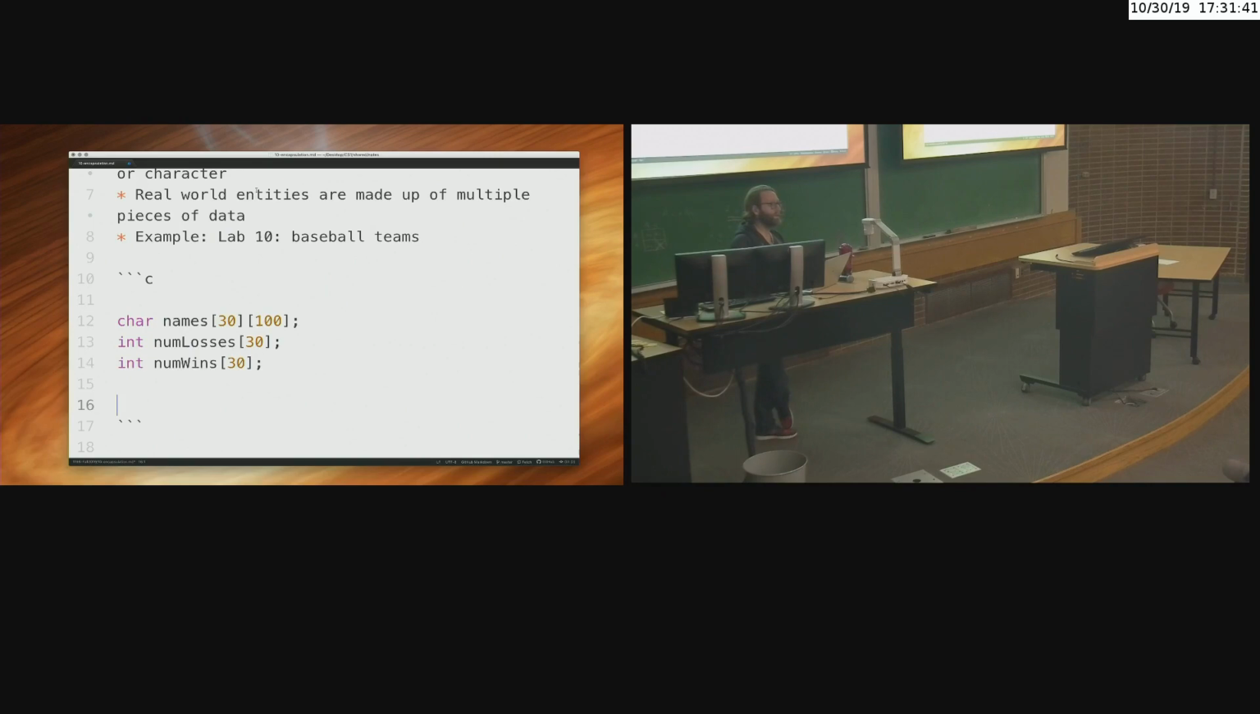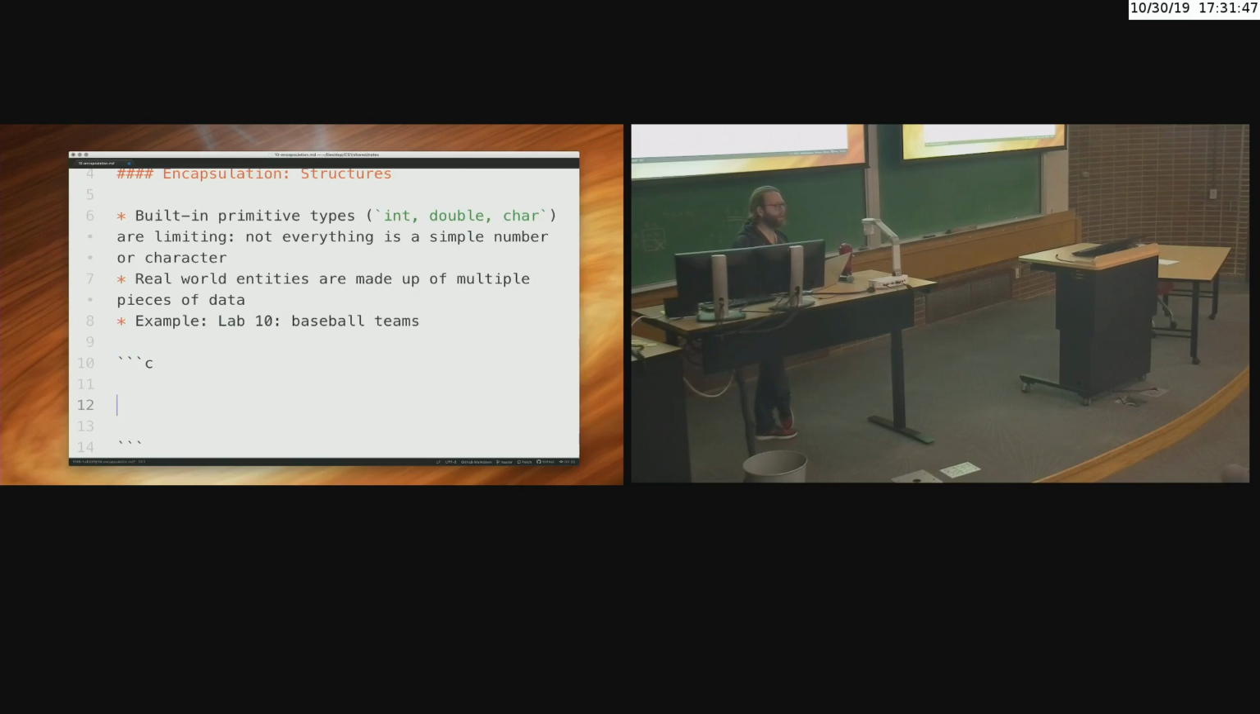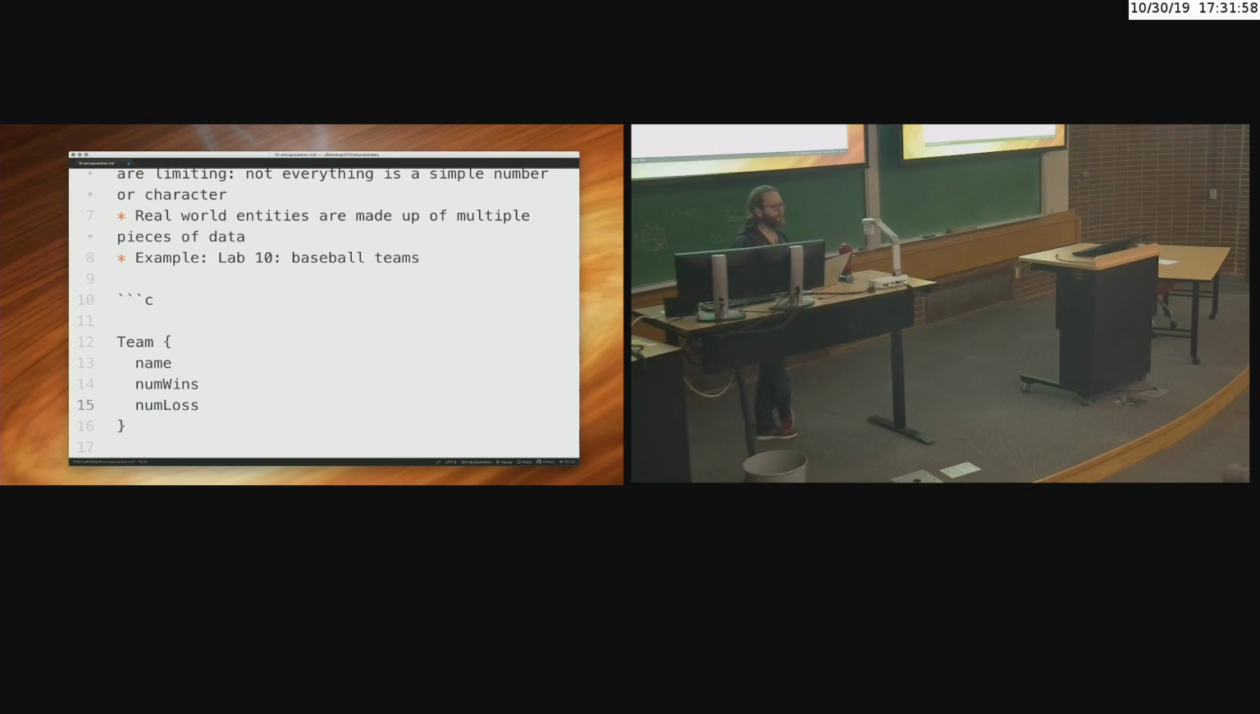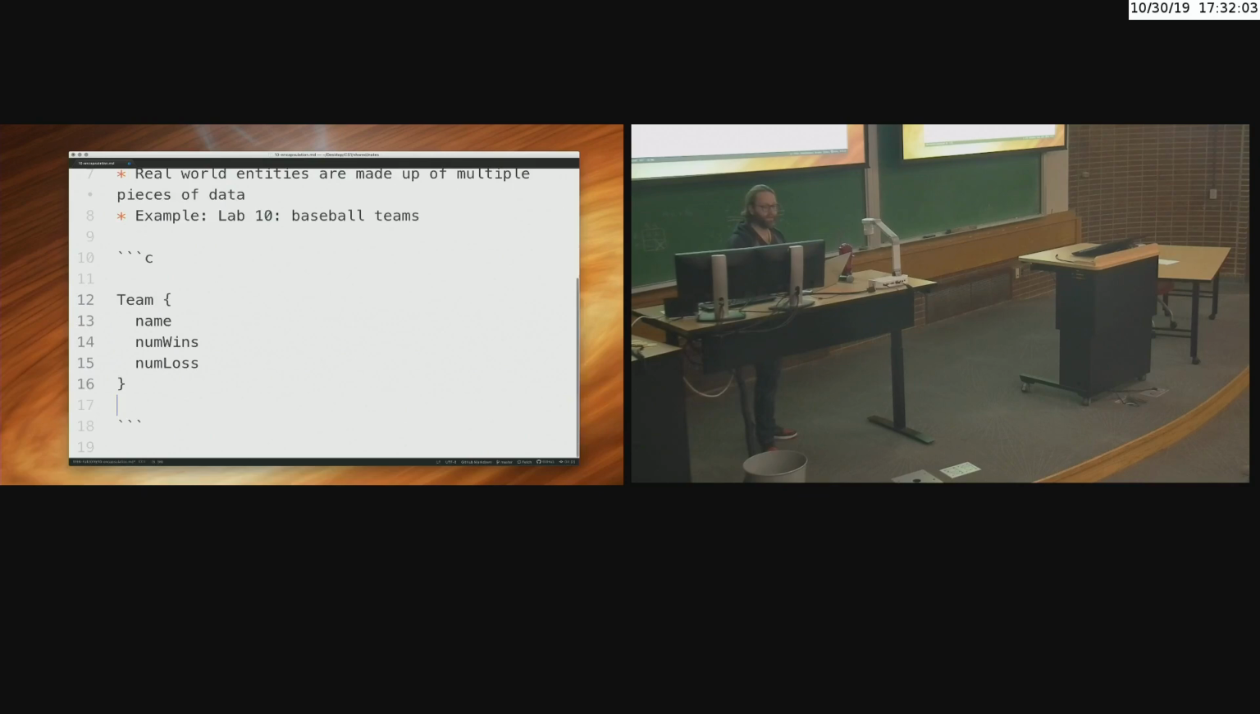I want something that represents a team. That team is going to have a name. That team is going to have a number of wins. And that team is going to have a number of losses, as well as a bunch of other things. Now I've got one thing, right? I've got one entity that represents a real world thing. Like people, right? People have a first name, last name, date of birth, whatever, and all that kind of stuff, right? I want to encapsulate all that stuff into one unit.